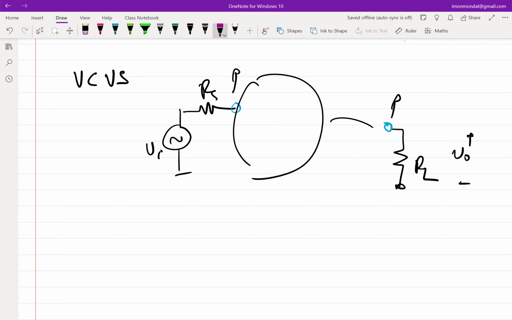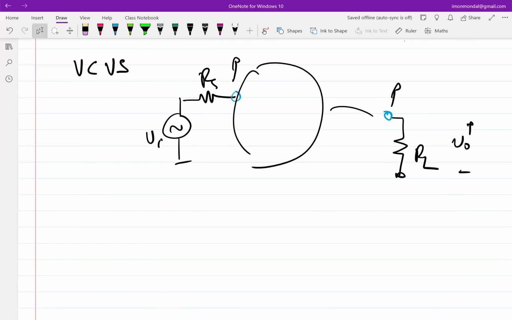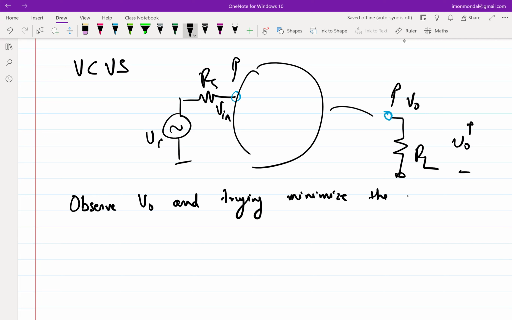Correct? So let me write out the thought process. This is V naught. This is, let's say, the control terminal, so let me call it V in here. So what are we trying to do? We are observing V naught and trying to minimize the difference between V in and V naught.